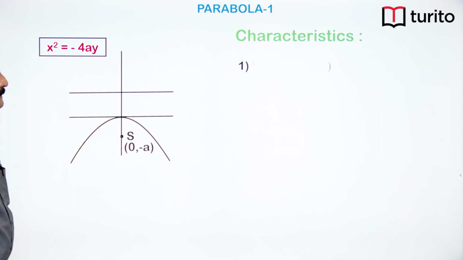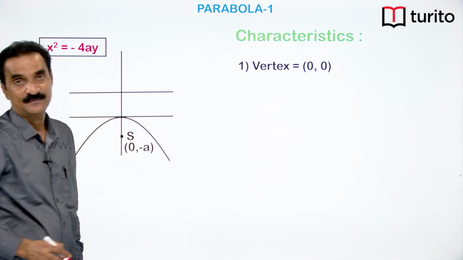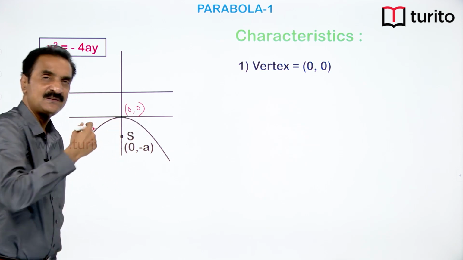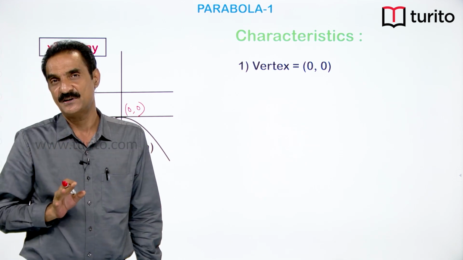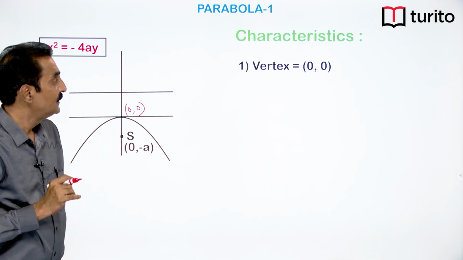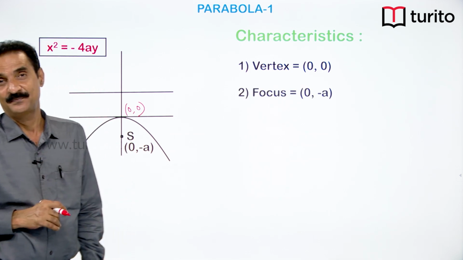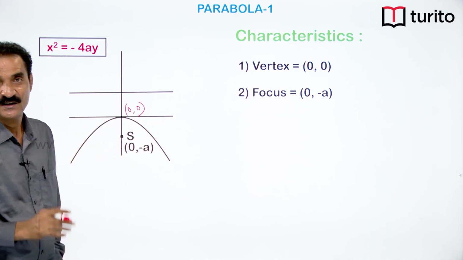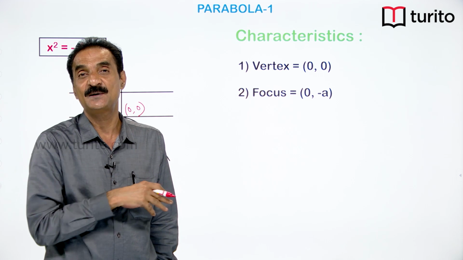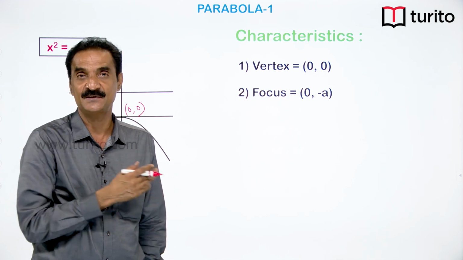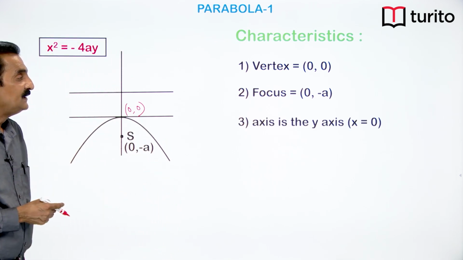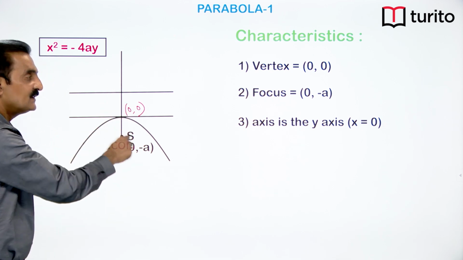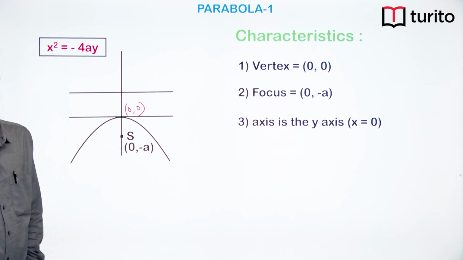Point number 1, its vertex is at the origin. In all these standard forms, the vertex is the origin. Focus, where is the focus? It is on the negative y axis, 0 comma minus a. Replacing a by minus a in the previous standard form, we get this. The axis is the y axis. In particular, it is the negative y axis.